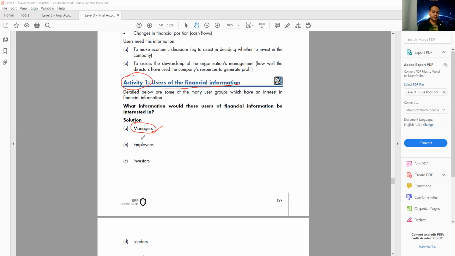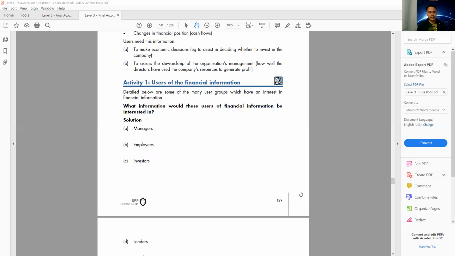Then employees, again, same thing. Employees want to see their job is secure. So they need to see the company doing good in order to feel like their company will survive for long. Investors want to see how much they invested in the company, or maybe the prospective investor wants to see if they invest in that company, they will get their money back. It's very, very important. So they want to see the financial statement to check they will get their money back if they invest in this company.